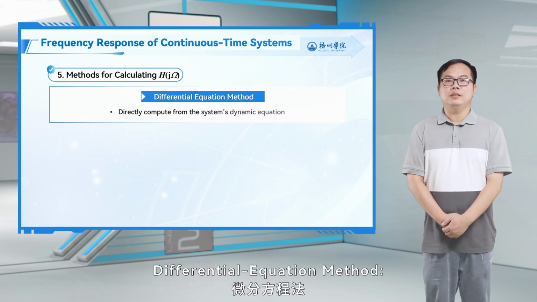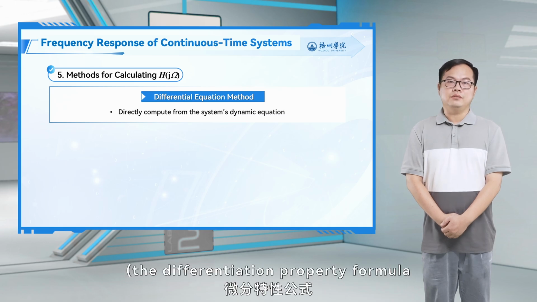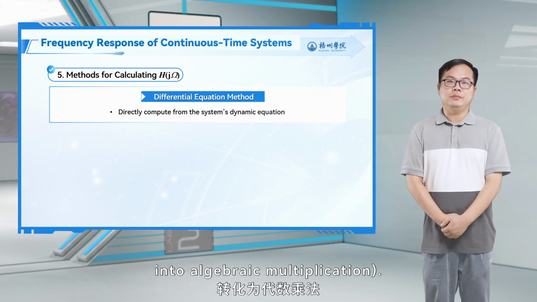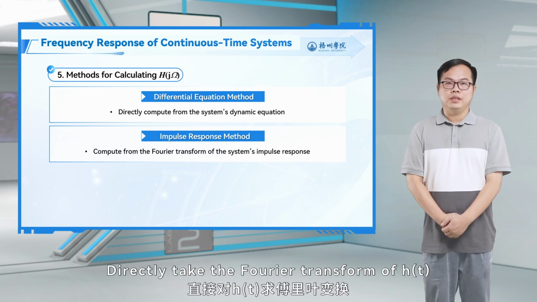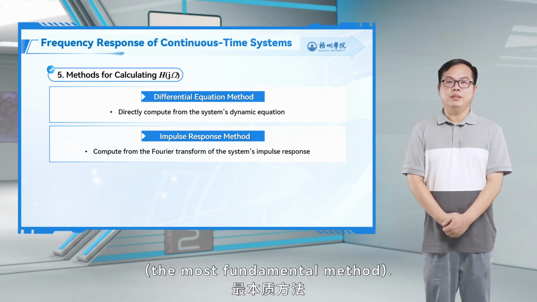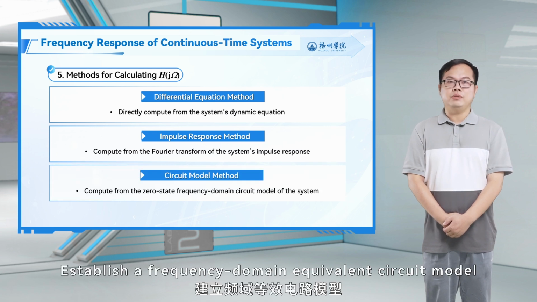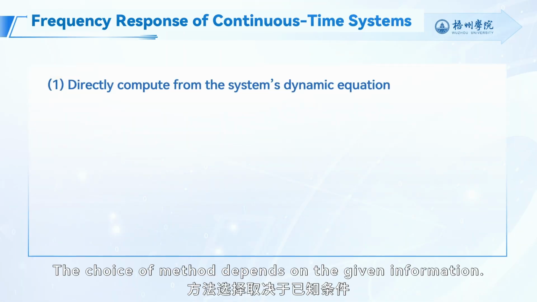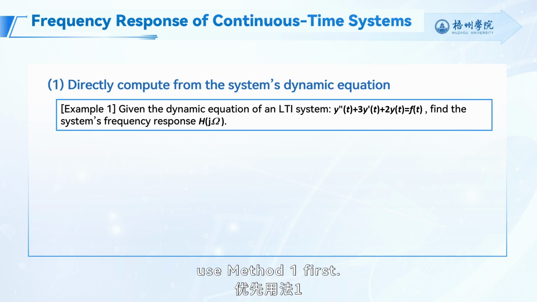Differential equation method. Take the Fourier transform of the system's differential equation. The differentiation property formula converts differentiation operations into algebraic multiplication. Impulse response method. Directly take the Fourier transform of h(t), the most fundamental method. Circuit model method. Establish a frequency domain equivalent circuit model, applicable to circuit systems. The choice of method depends on the given information. If the differential equation is known, use method 1 first.